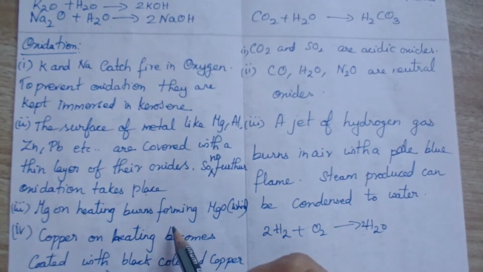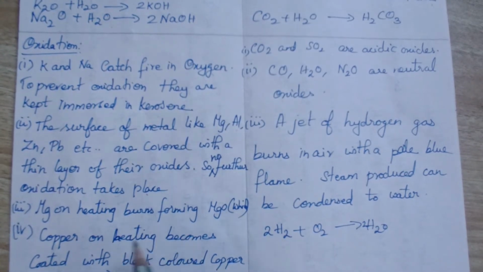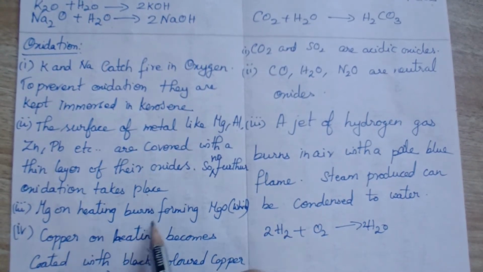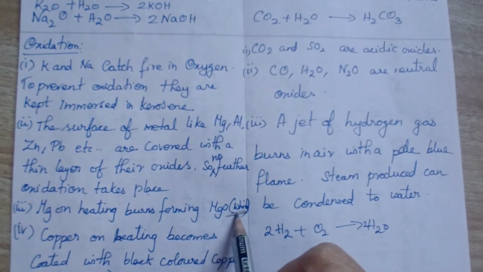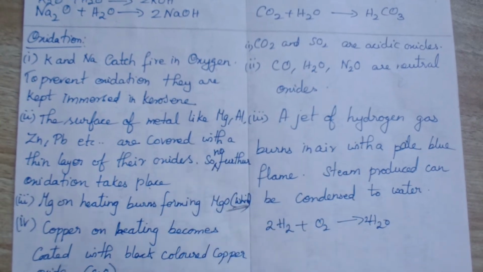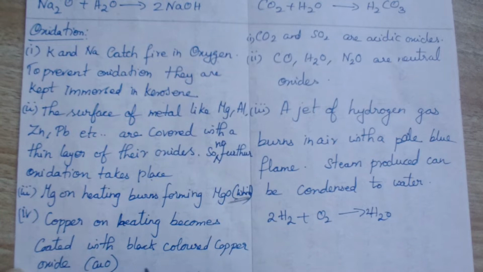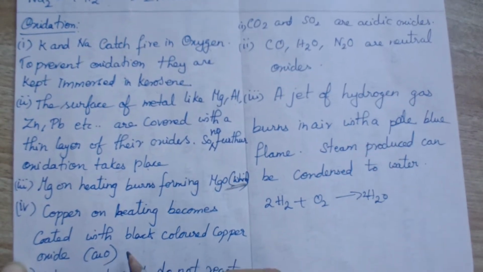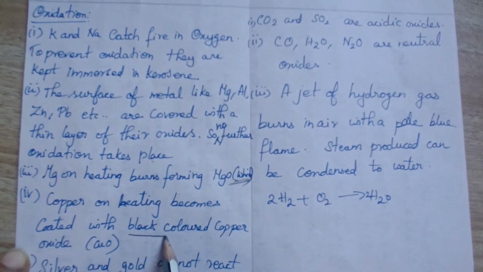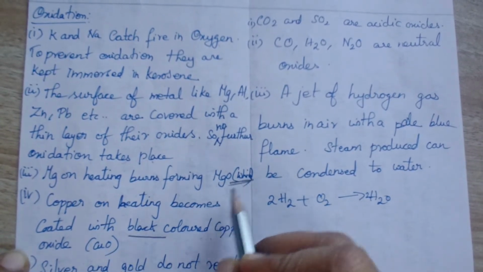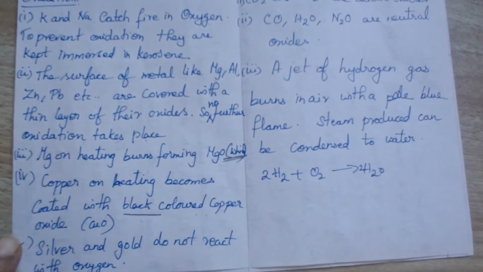Magnesium on heating burns, forming magnesium oxide. You know that the ash formed, magnesium oxide, is white in color. But copper on heating gets coated with a black colored layer. What is the color of the copper oxide formed? It is black in color. Magnesium oxide is white in color. Then silver and gold do not react with oxygen.